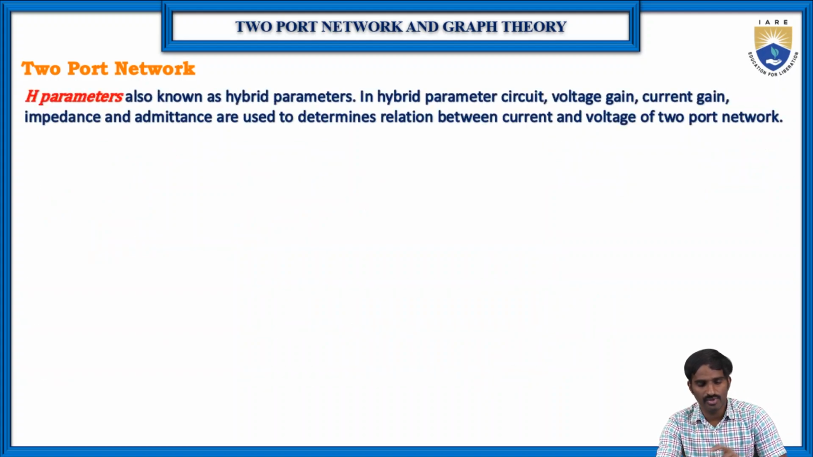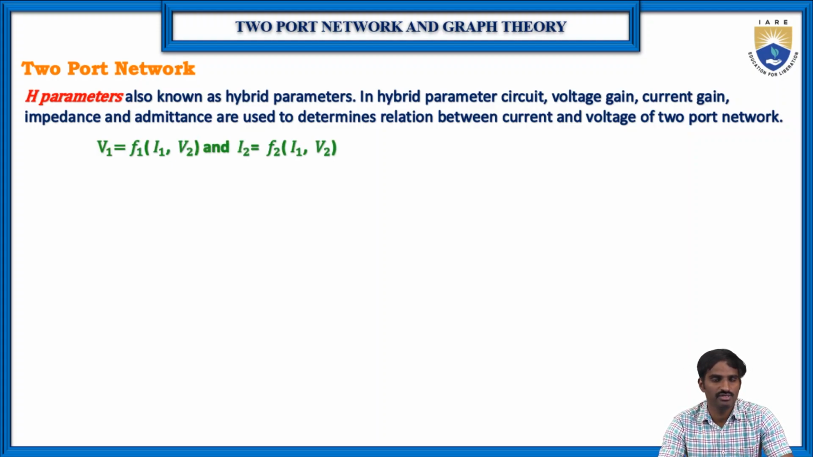Then coming to the hybrid parameters. These are the hybrid parameters because we consider one input voltage and one output current. From the input side we consider one voltage and from the output side we consider one current. This is the fourth combination that you can see here. In the first combination all are voltages, in the second combination all are currents, and in the third combination only input, and the fourth combination is one voltage and one current, where the voltage is from the input side and the current is from the output side.